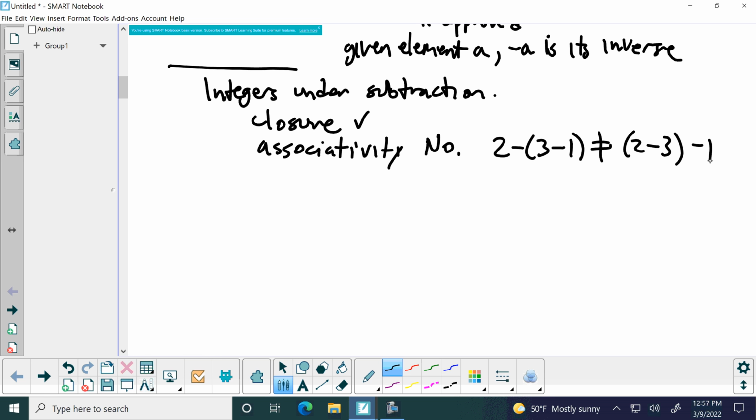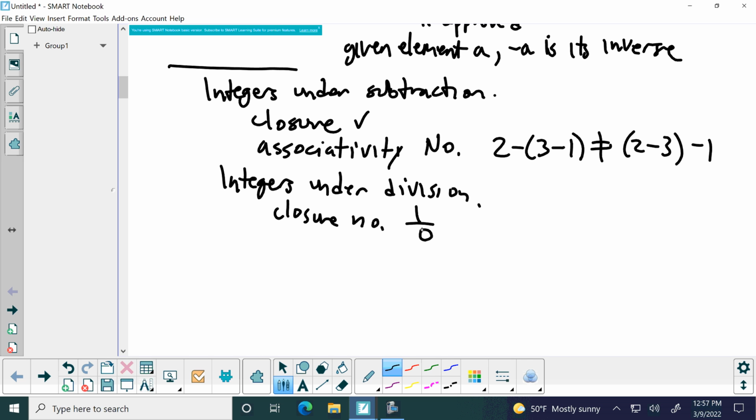And then someone said, I think last time, integers under division. Well, you could say that closure fails, because if I take 1 divided by 0, that is undefined. So closure did not hold. And then I think we have another one.